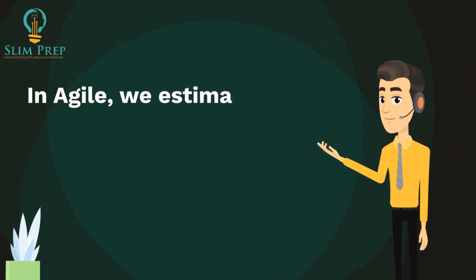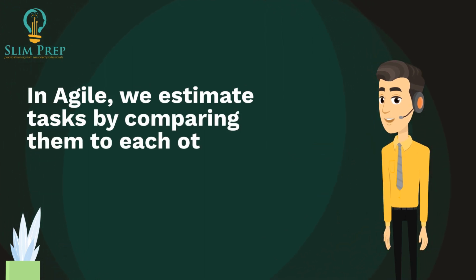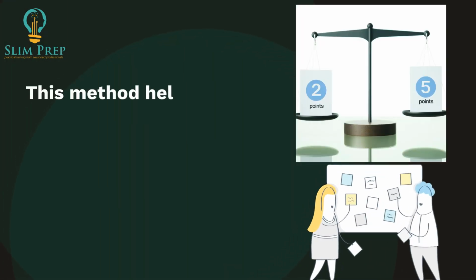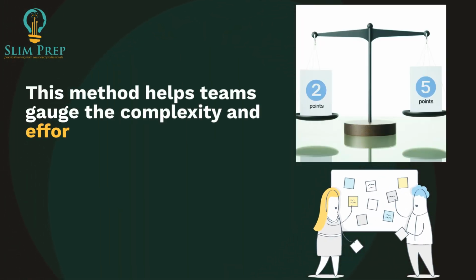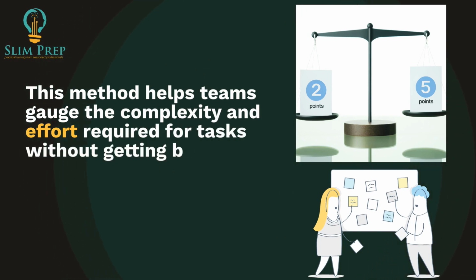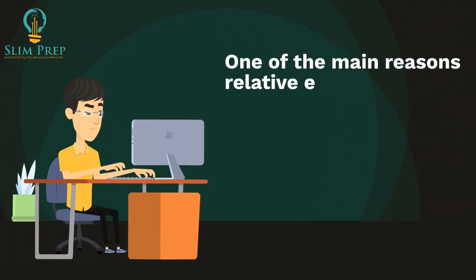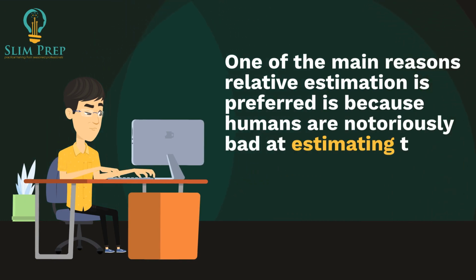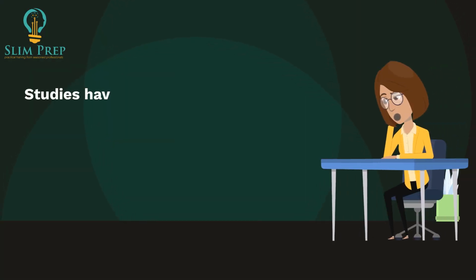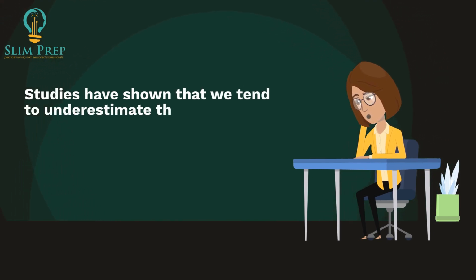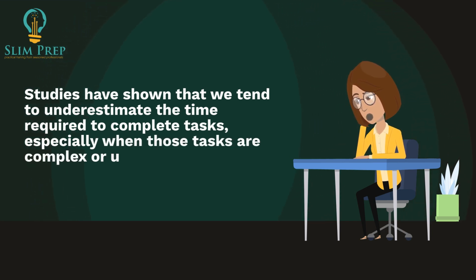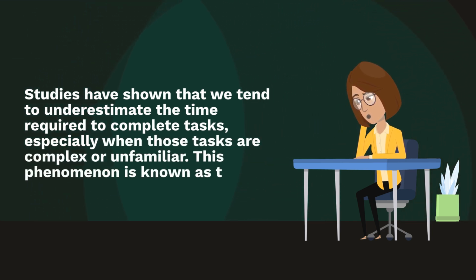In Agile, we estimate tasks by comparing them to each other rather than assigning absolute time values. This method helps teams gauge the complexity and effort required for tasks without getting bogged down by precise time estimates. One of the main reasons relative estimation is preferred is because humans are notoriously bad at estimating time. Studies have shown that we tend to underestimate the time required to complete tasks, especially when those tasks are complex or unfamiliar. This phenomenon is known as the planning fallacy.